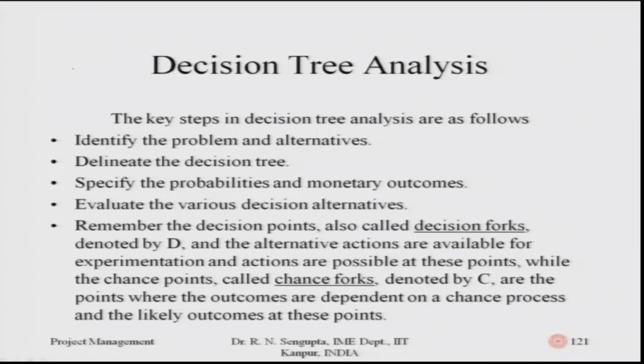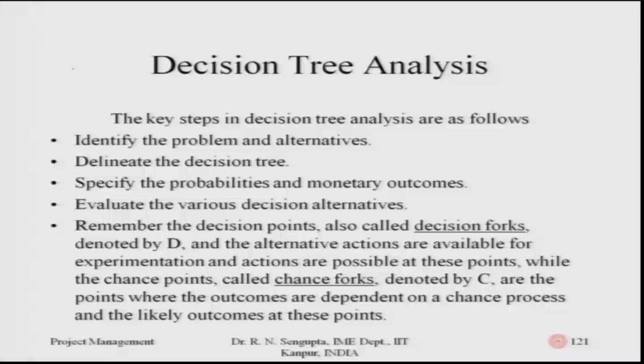Remember the decision points are also called the decision forks. In the initial part when we were discussing, we said decision gates, alternative gates. They are points on the same line where you make a decision accordingly. They are denoted by D, and alternative actions are available for experimentation at these points. So, at a decision point you can either take the right fork, the left fork, or if there are 3 outcomes you can take alternative 1, 2 or 3.